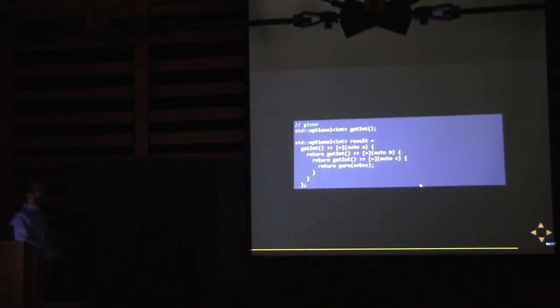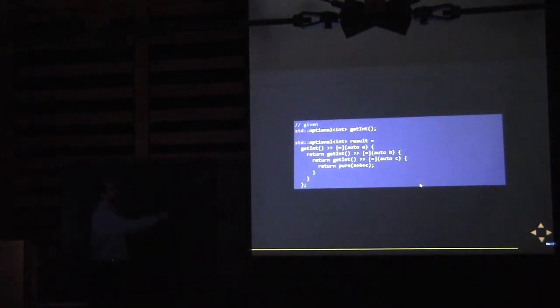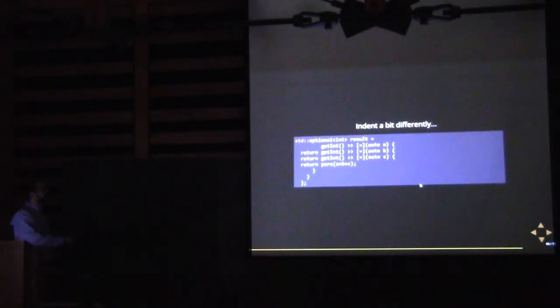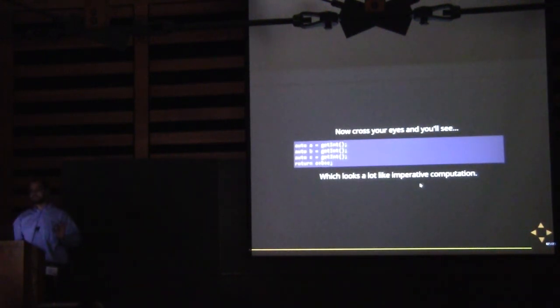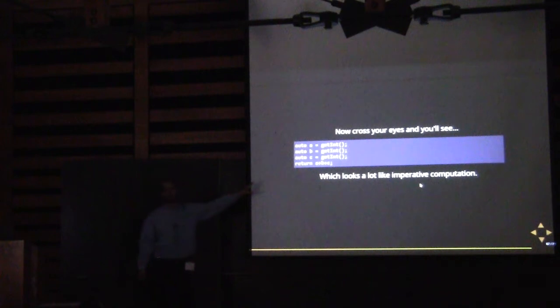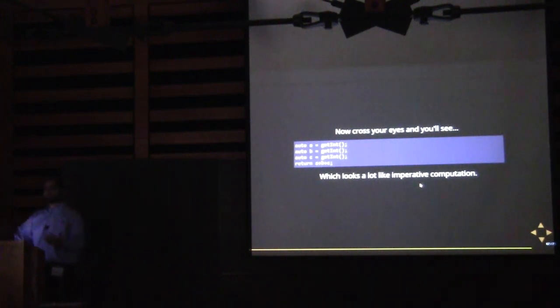So let's say I've got this kind of code here. I have this optional int thing, so optional is a monad. And I'm using this bind operation to compose these different things. And maybe you don't quite see what's going on here yet. So if we indent this a little bit differently, now we see a little bit more structure. Now if you squint your eyes, you might see something like this. And now if you cross your eyes, you'll see something which looks like this. This looks a lot like an imperative computation, right? But this is all in the optional monad.